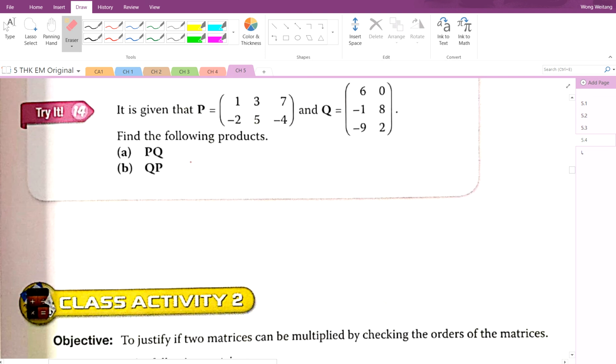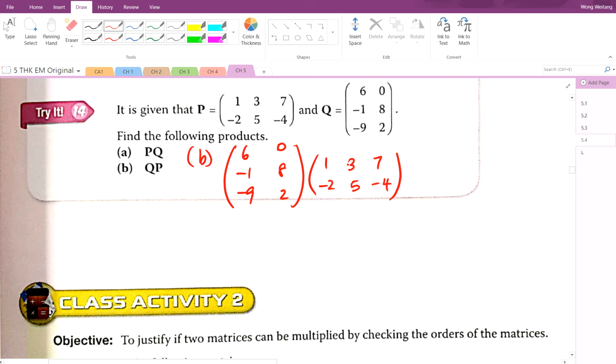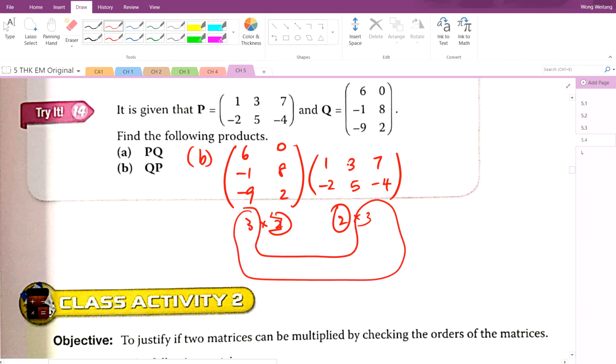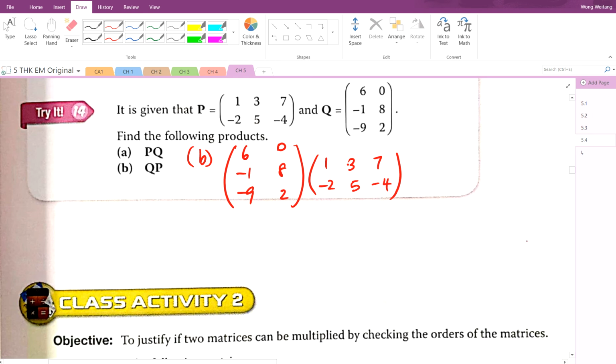Q times P. Part B. So write down the matrix for Q: 6, -1, -9, 0, 8, 2. Multiply by 1, 3, 7, and -2, 5, -4. Let's check. Is this a valid multiplication? Valid, right? This is actually 3 by 2. This is 2 by 3. Okay, these two numbers are the same, and I'll expect to end up with a matrix of 3 by 3. Okay, so it's going to be a very big matrix now.